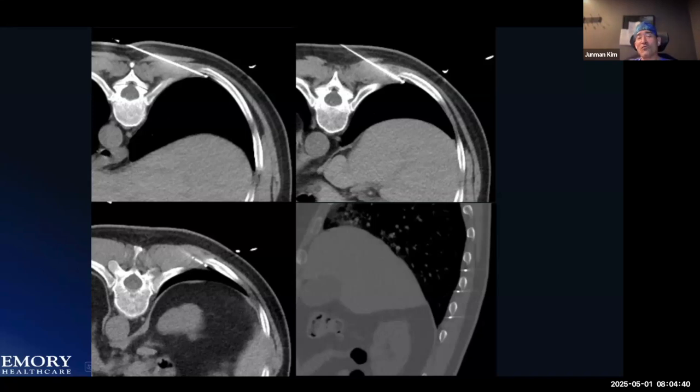But if we are using CT, then you should be ready to place a chest tube with a French tube, but I never had a problem.